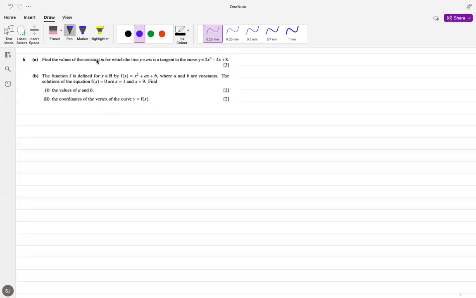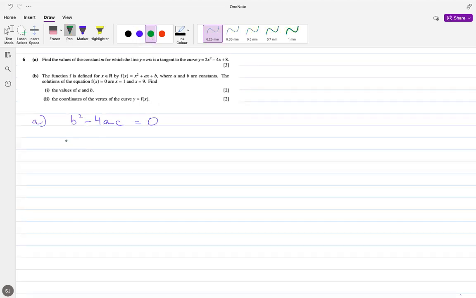In question 6, part A, we have to find the values of the constant m for which the line y equals mx is a tangent to the curve y equals 2x squared minus 4x plus 8. Now, whenever we have an unknown constant and a quadratic equation is involved, we will be using the discriminant, which is b squared minus 4ac. And as it is a tangent, it means there is only one point of intersection.